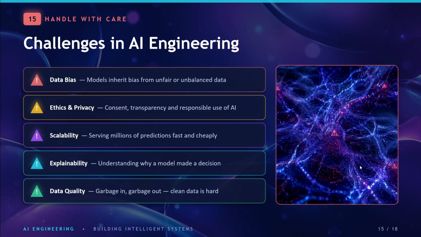The second challenge is ethics and privacy. This involves getting proper consent before using someone's data, being transparent about how AI systems make decisions, and ensuring AI is used responsibly rather than in ways that harm individuals or society. The third challenge is scalability. It's one thing to build a model that works well in a demo, but serving millions of predictions quickly and cheaply to real users at real world scale is a completely different engineering challenge.